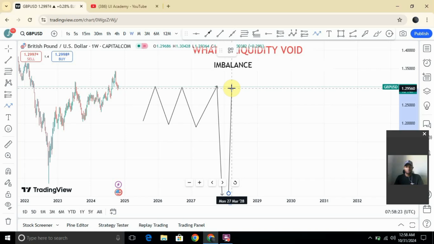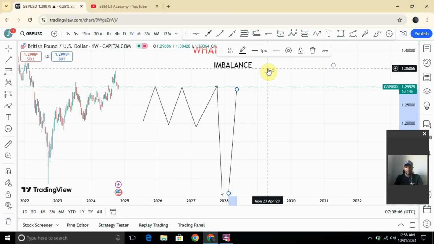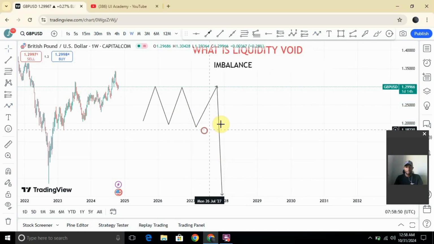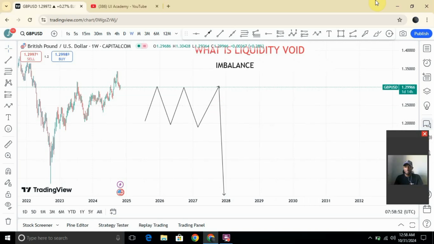There are a whole lot of things that cause liquidity void. For instance, we have market downturn or crisis, economic uncertainty, regulatory changes, or the unavailability of buyers or sellers in that market or in that trend. Those are the things that cause liquidity void. Let me still give you more examples.